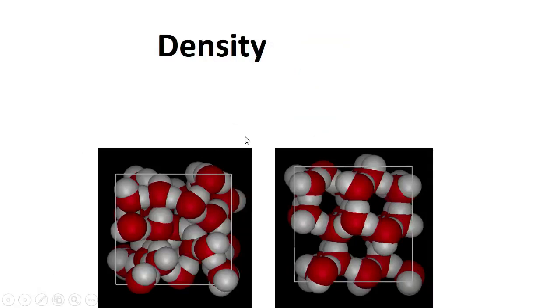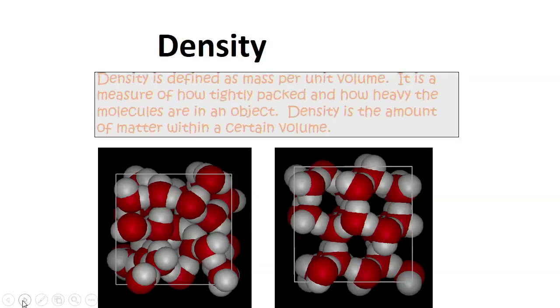Now we come to the density. Also, this is another example of the density. You can be asked to give a definition for density, and this is one that gives an explanation of the density, which is a mass per unit volume.